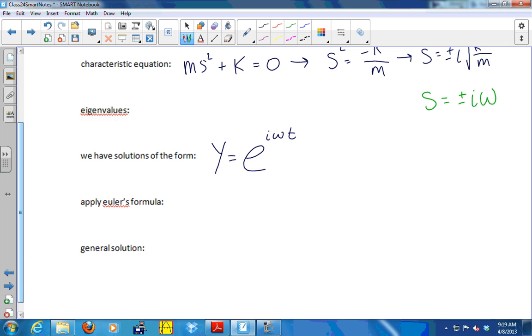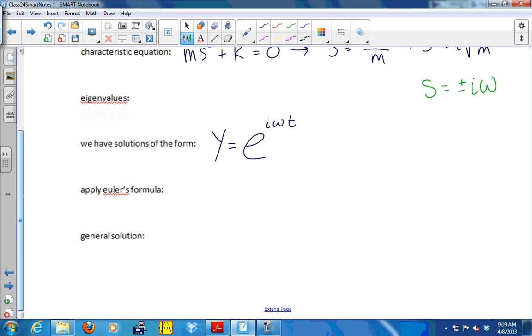So we actually have two solutions, e to the i omega t and e to the negative i omega t, right? But whenever your eigenvalues are complex, you really only need to use one of them, because then we're going to separate it out into real and imaginary parts, and each of those parts is its own solution. So when I apply Euler's formula to this e to the imaginary thing, I get y equals cosine omega t plus i sine omega t.